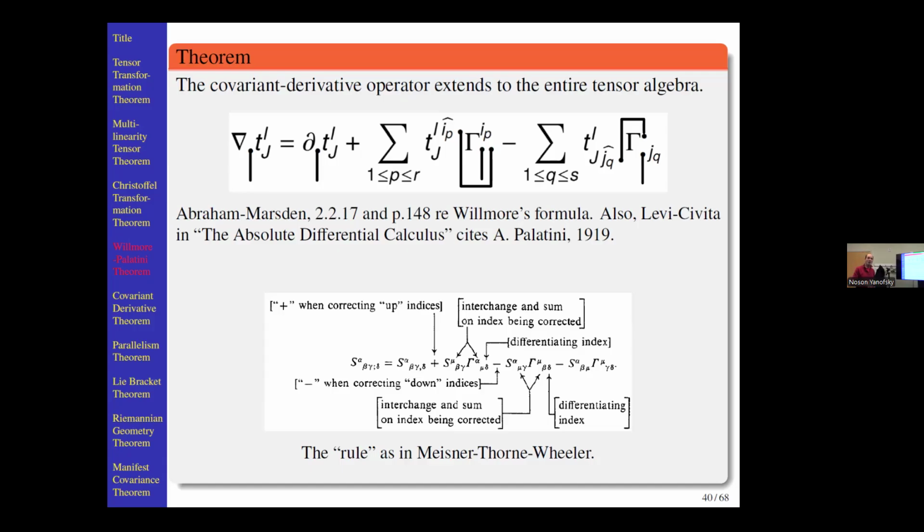Anyhow, they wrote an old book on the absolute differential calculus, in which they actually show an equivalent to this formula and attribute it to A. Palatini in 1919. So this is old standard stuff. Now, in the fat book by Misner, Thorne, and Wheeler, they're trying to explain that formula by giving an example.